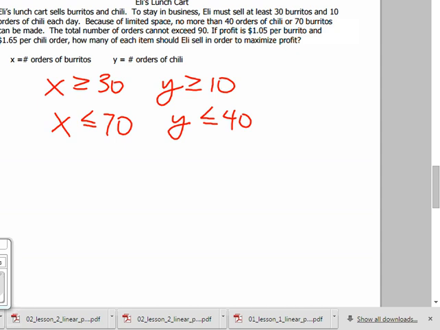All right, I would like you to do Eli's lunch cart and the one after that that's on your assignment. Just do that problem and the one after it. Okay, so that gives you 2 problems. I know they're biggish, but that should be about 20 minutes or so. That's my goal.